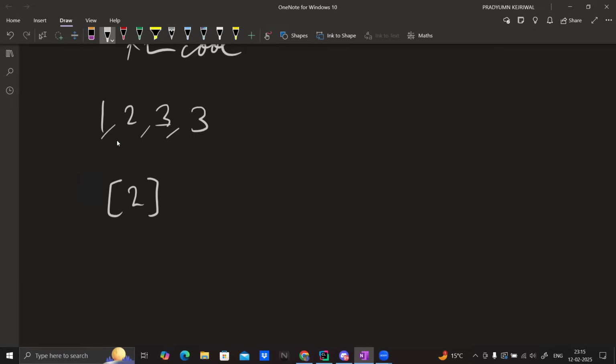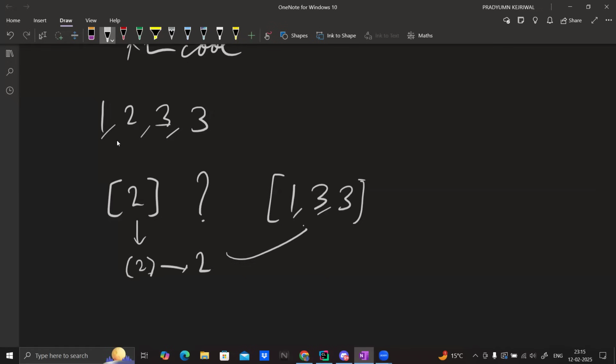So is this cool? Is this cool or not? It is actually not cool, because the complement subsequence is 1 3 3, and the average of its subsequences. So what are subsequences of this? It is just 1, just 2, and the average of that is 2, which is not there in this complement sequence. So that's why this 2 is not there.